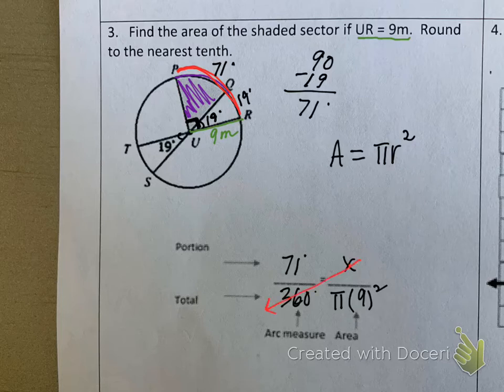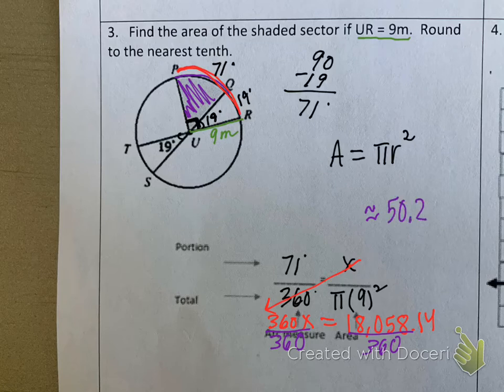So 360 times x is 360x, and that's equal to, I have to multiply four numbers here, 71 times 3.14 times 9 times 9, and I get 18,058.14. And then the last step is to divide both sides by 360, round to the nearest tenth. So I get 50.2. So approximately 50.2 in the units is meters squared.